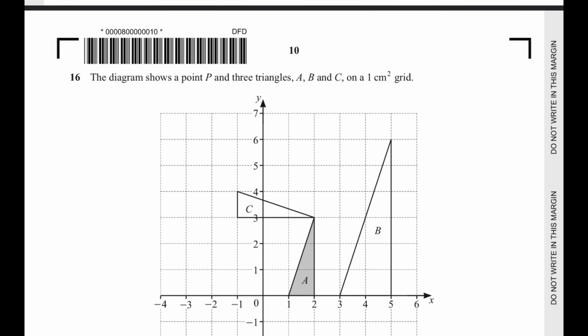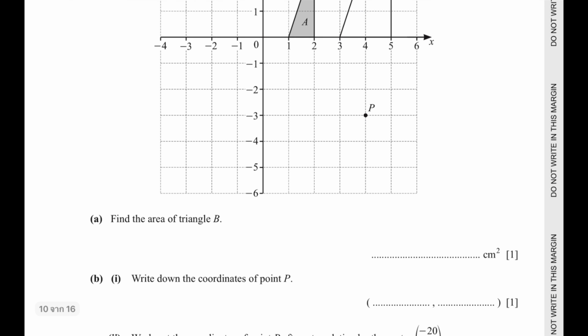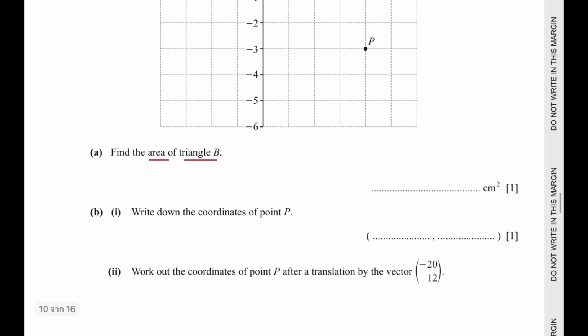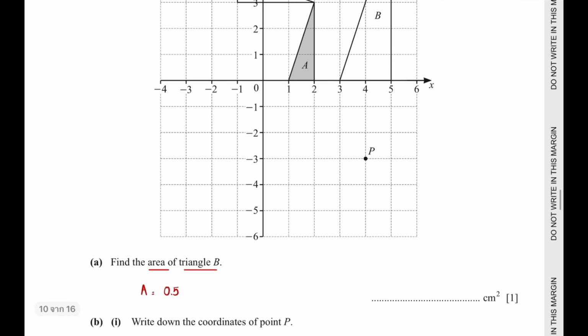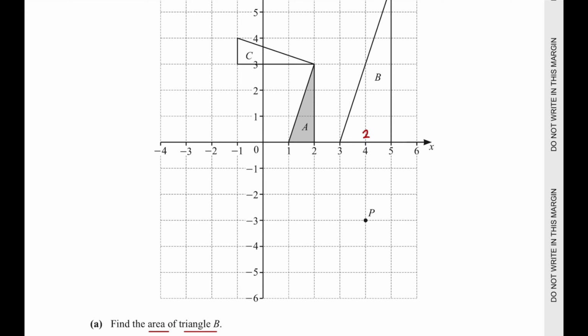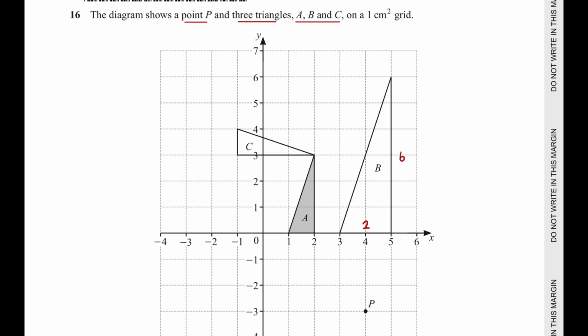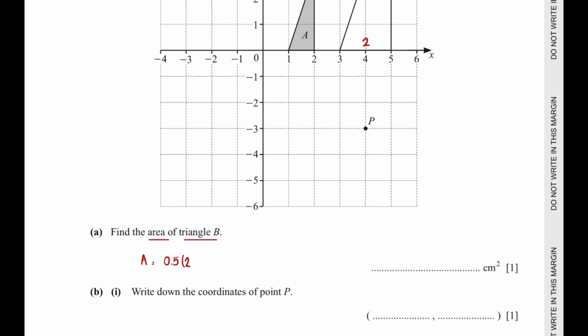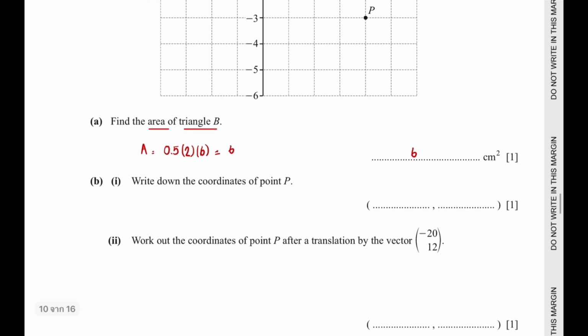Question 16. The diagram shows a point P and 3 triangles A, B, and C on a 1 square centimeter grid. So A, find the area of triangle B. Okay, so area equal to 0.5 times base. So base is 2 and times height, which is 6. So we have 0.5 times 2 times 6, which is equal to 6 square centimeters.